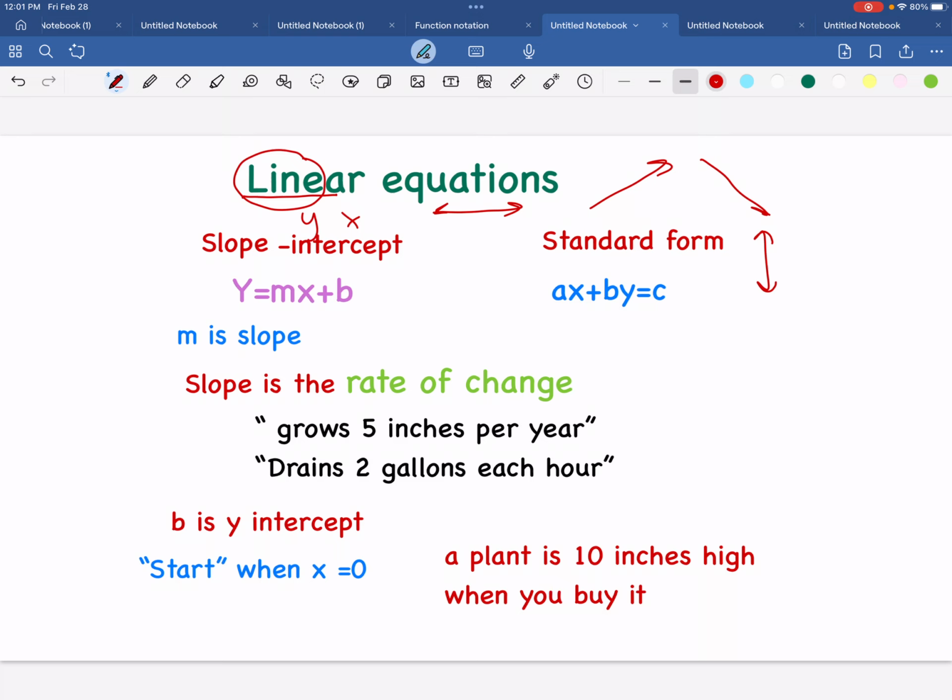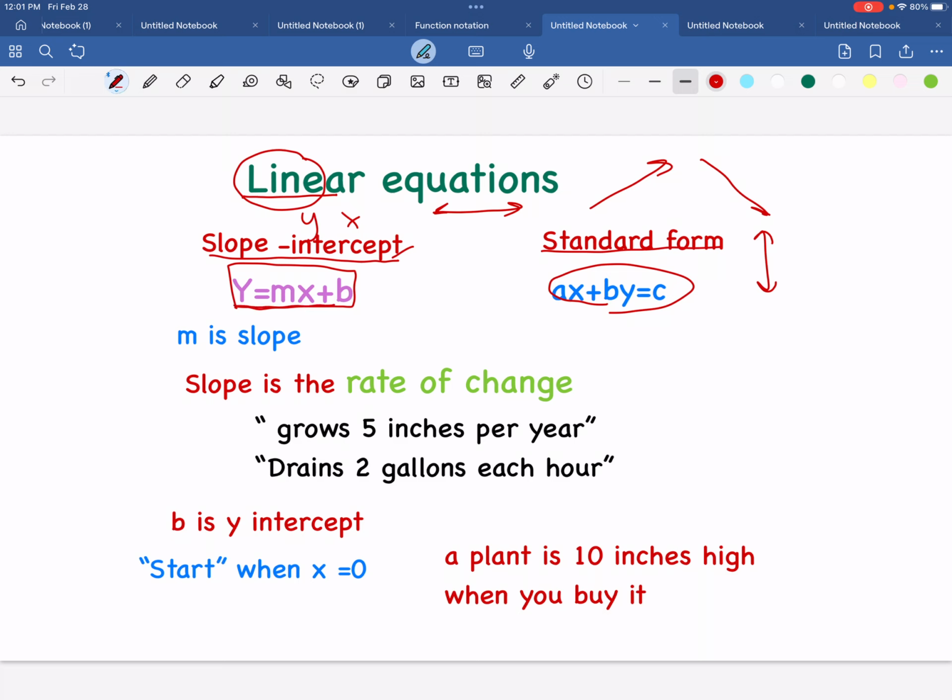So here's an example, one that a lot of people remember: the y equals mx plus b form. And this is called the slope-intercept form. There is another form that we use a lot, the standard form, which is right here, but I'm going to just focus on the slope-intercept form right now.